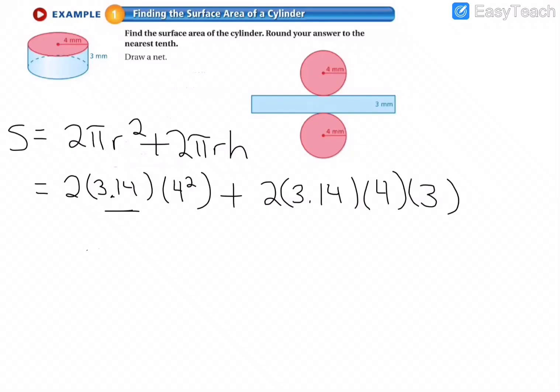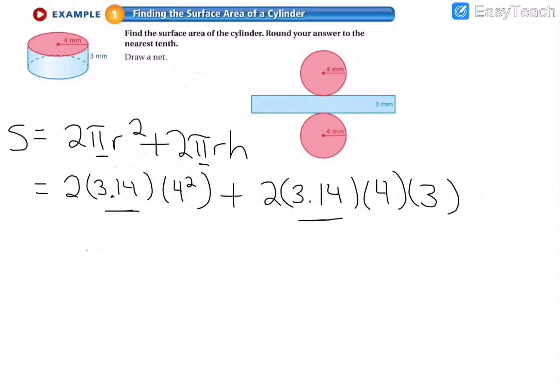Now, when you're doing all this too, you can keep the 3.14 as pi until you get to the end. And let me show you. Let's do it that way, so when you get to the end, it's easier for you to calculate it in your calculator. Because if you go ahead and just start typing all this in, 2 times 3.14 times 4 squared, you're getting your decimals already. Just let me show you how to do it with just leaving pi as pi for now.